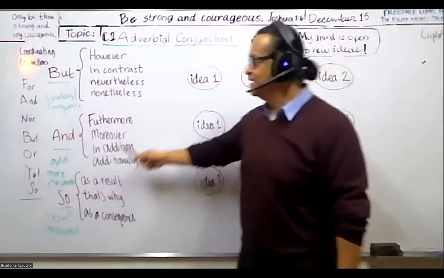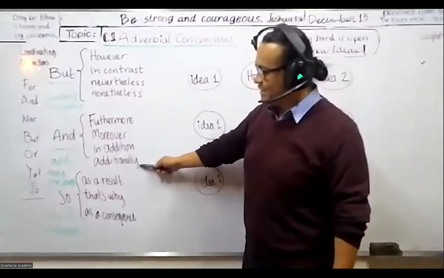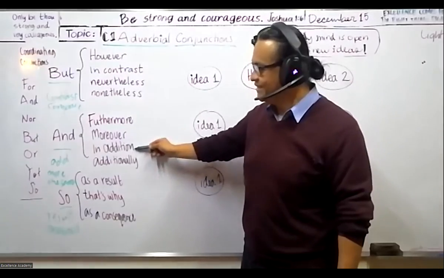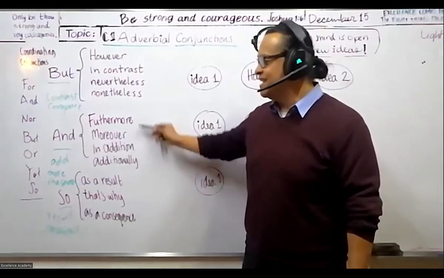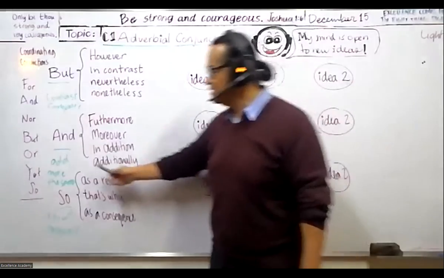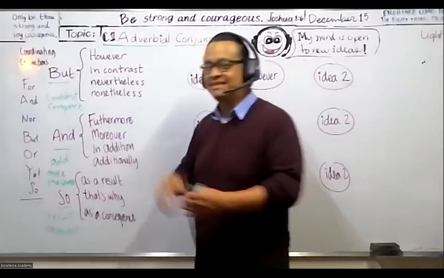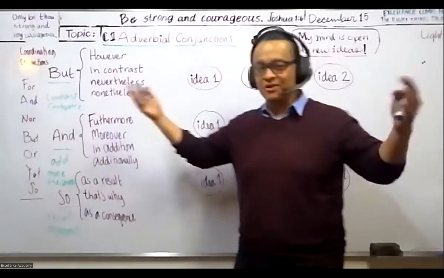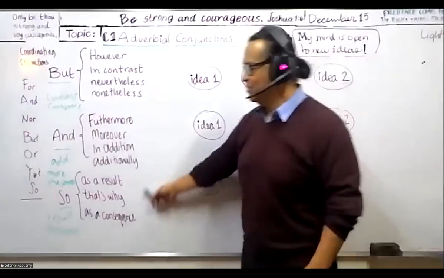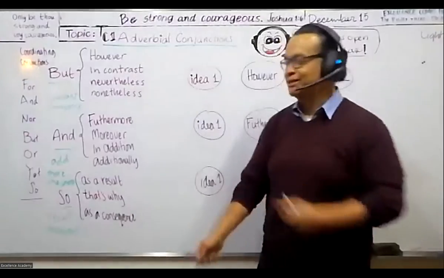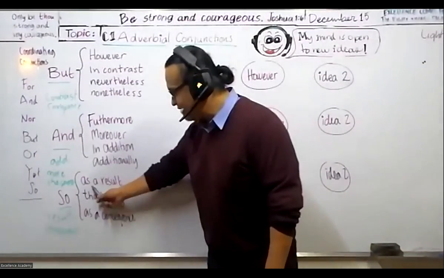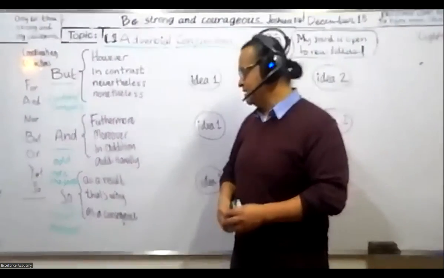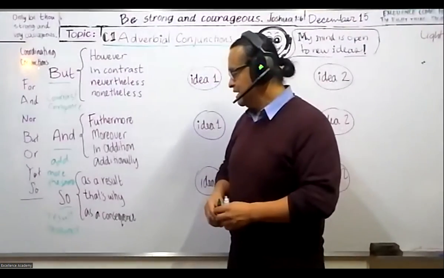That's it. Now let's go to these adverbial conjunctions. We have furthermore, moreover, in addition, and additionally. They're the same. They all just add more information. So their root is simply and. It's just a bigger word, you might want to say. And now to explain the result or consequence, we have as a result, that's why, or as a consequence, or consequently, other similar versions of it.